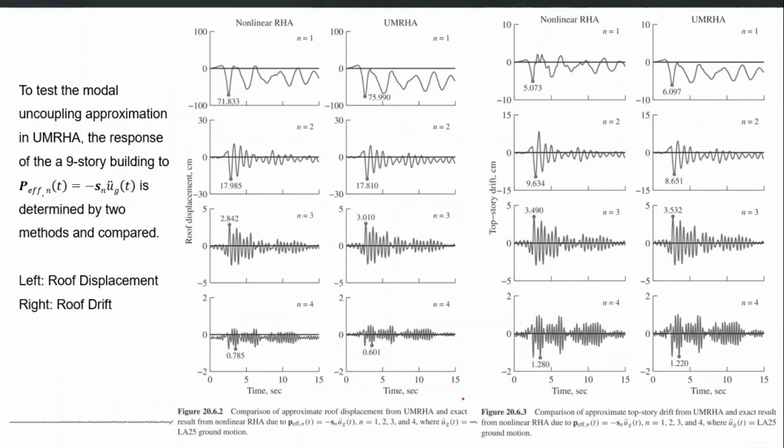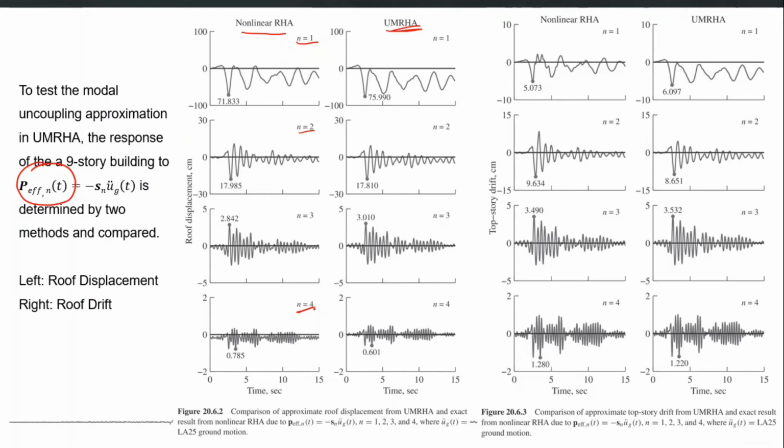In this example Chopra showed that on the left hand side you have the nonlinear response history analysis, which is carried out for the nth mode effective earthquake forces, n equal to 1, 2, 3, 4, for the first mode, then the second mode, then the third and fourth. And then UMRHA is performed for n equal to 1, 2, 3 and 4. And UMRHA is giving almost comparable results compared to the nonlinear time history analysis, right?